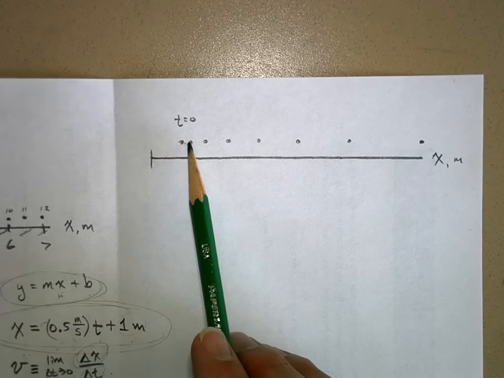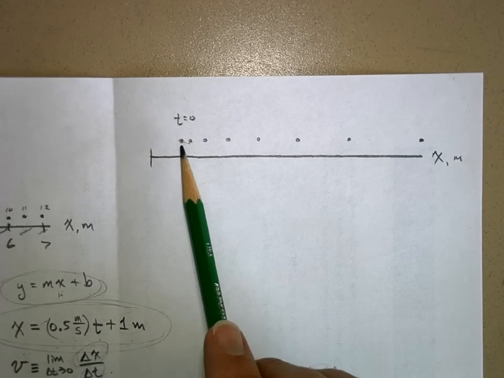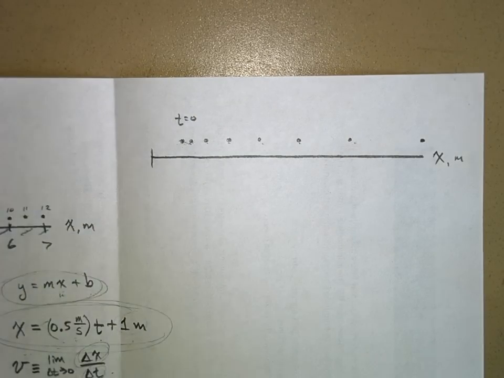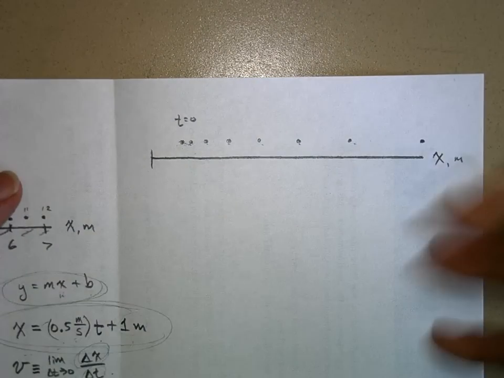Obviously, if you took a picture of the car every second and you saw something like this, what's the car doing? It is going faster and faster and faster, right? So it's increasing its velocity. So if I were to draw, and again, I'm just going to do this qualitatively.